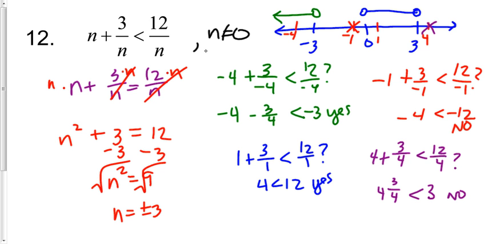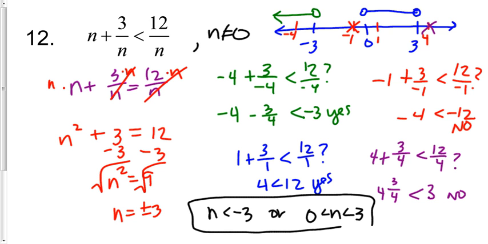So finally, we're going to write our answer using the variable n. Look at the graph. n is less than -3 in the first part. Or we could say that n is in between 0 and +3. This gives you all the solutions to this inequality.